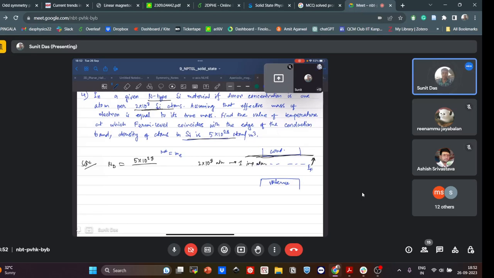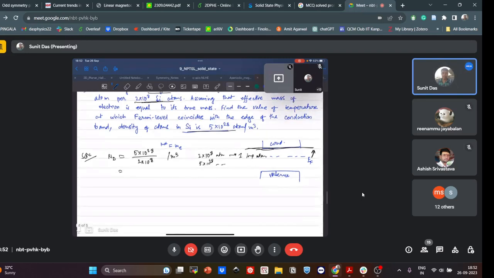So it will be 5 into 10 to the power 28 divided by 2 into 10 to the power 8 per meter cube. This will be the concentration of donor atoms. So this is 2.5 into 10 to the power 20 per meter cube.